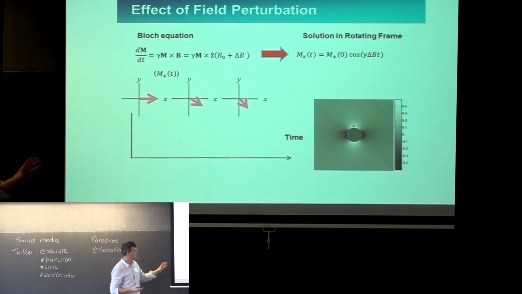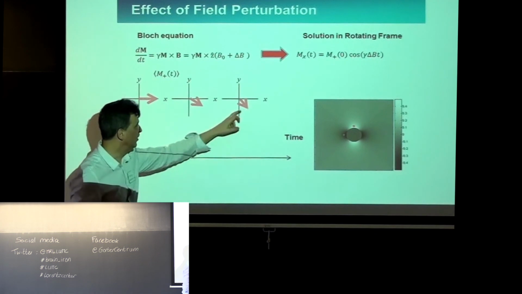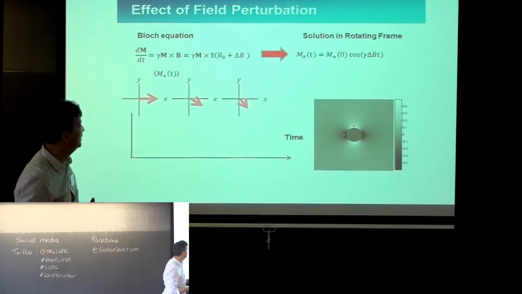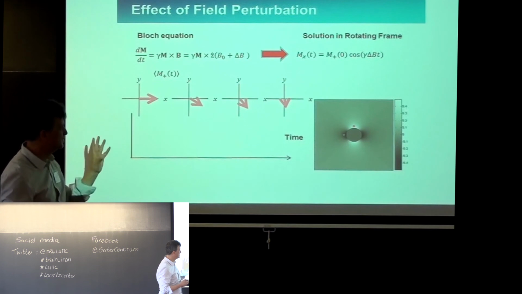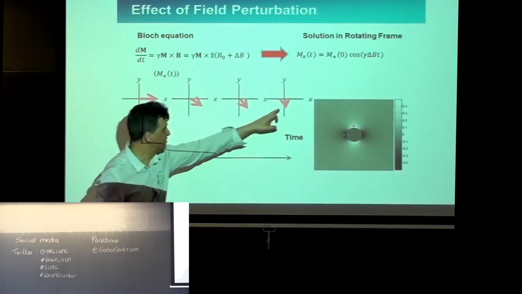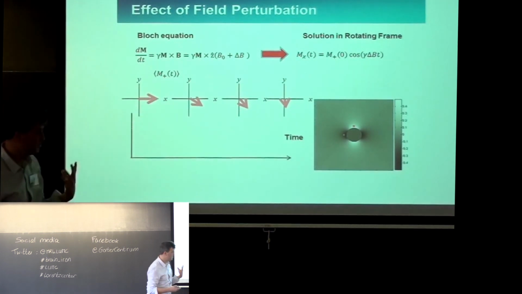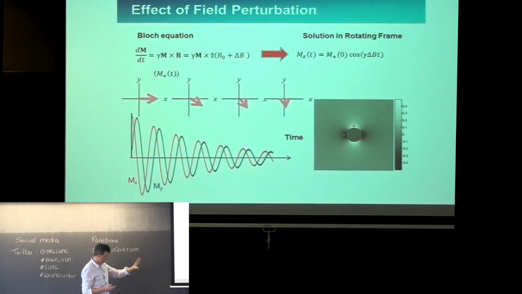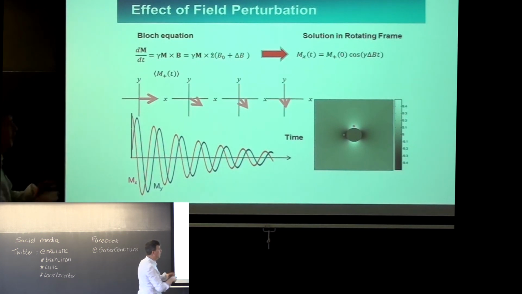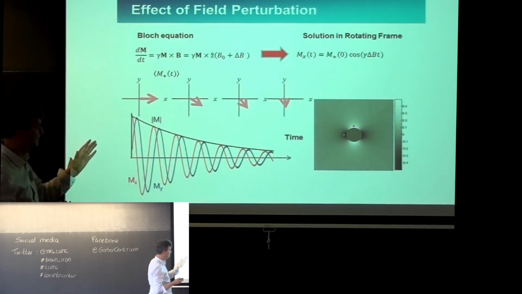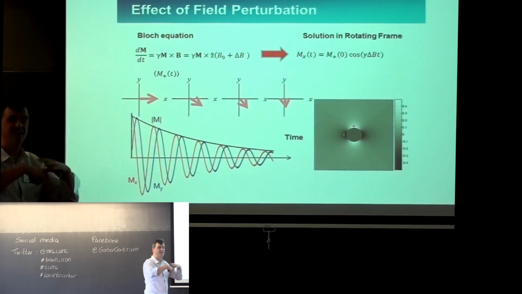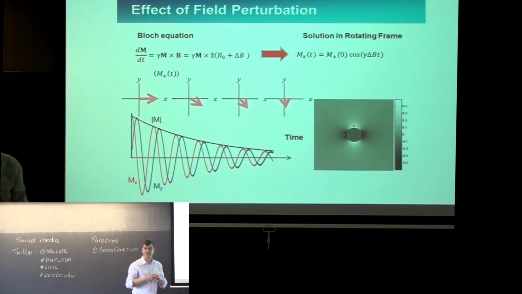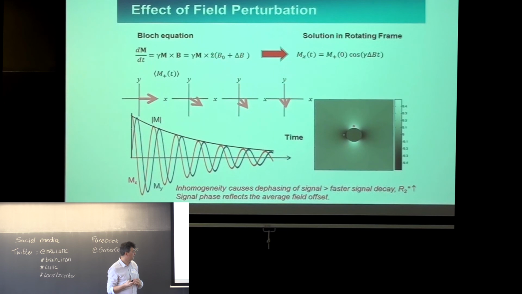So you end up with an average signal which will decrease quite quickly over time, and also we end up with a signal whose average phase depends on the average field which this object produces. So a signal might look like that, has a frequency which depends on the average field, and it decays at a rate which depends on the overall inhomogeneity that's present. So the important point is the heterogeneous susceptibility affects the signal evolution quite significantly.